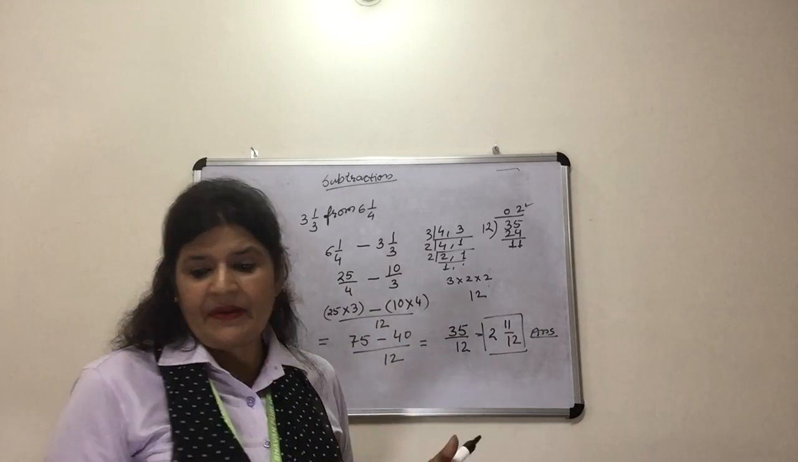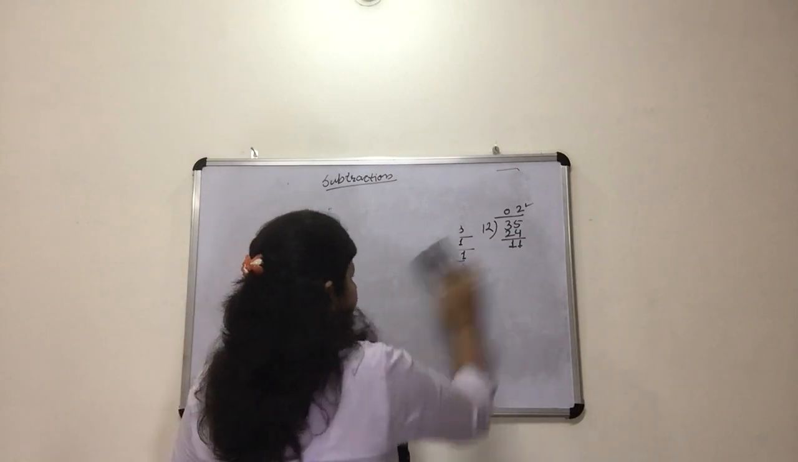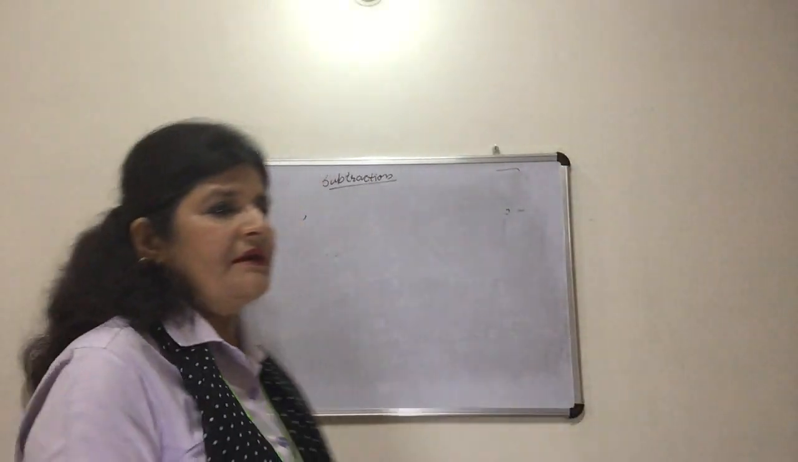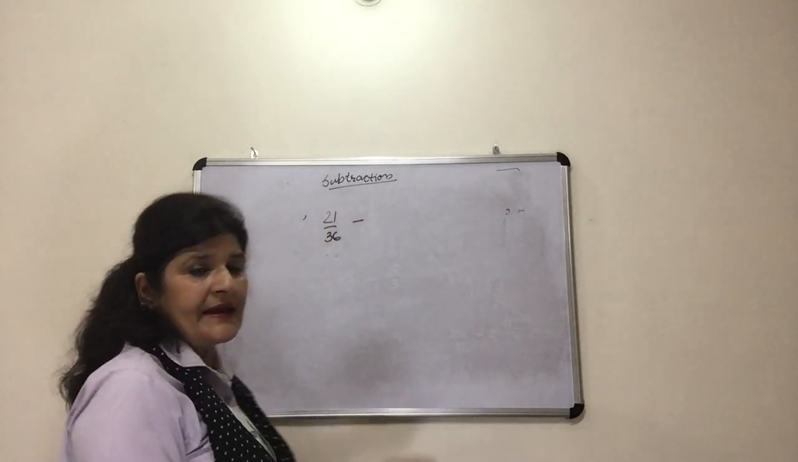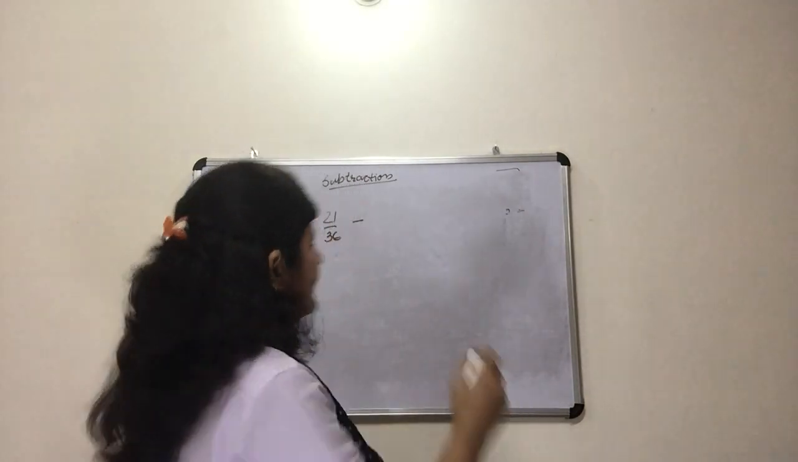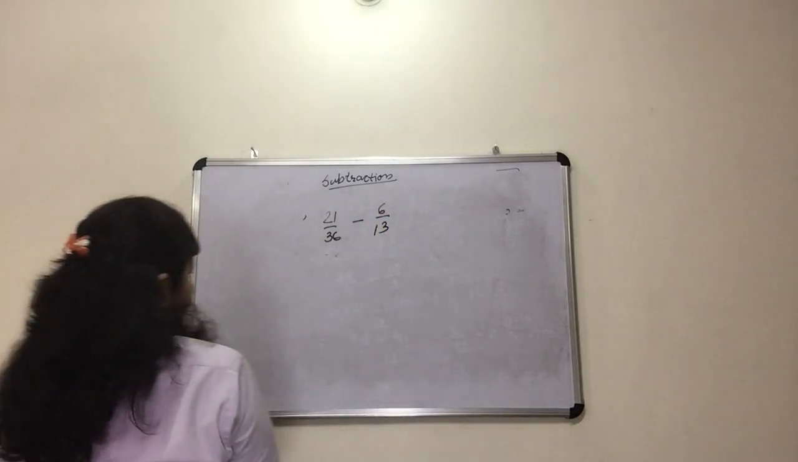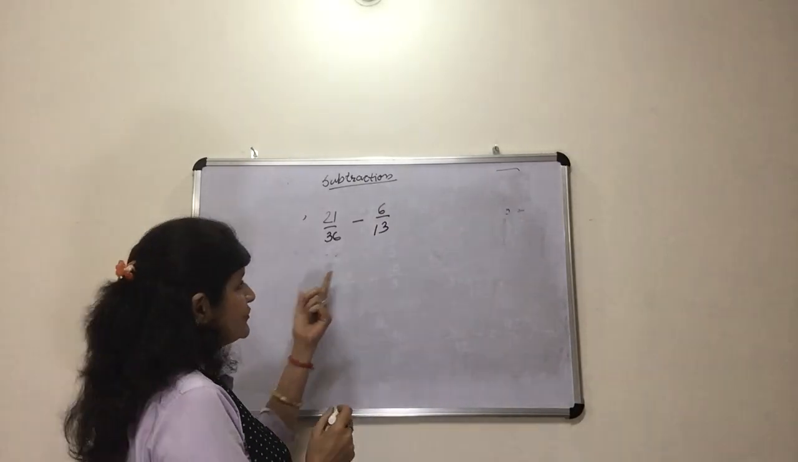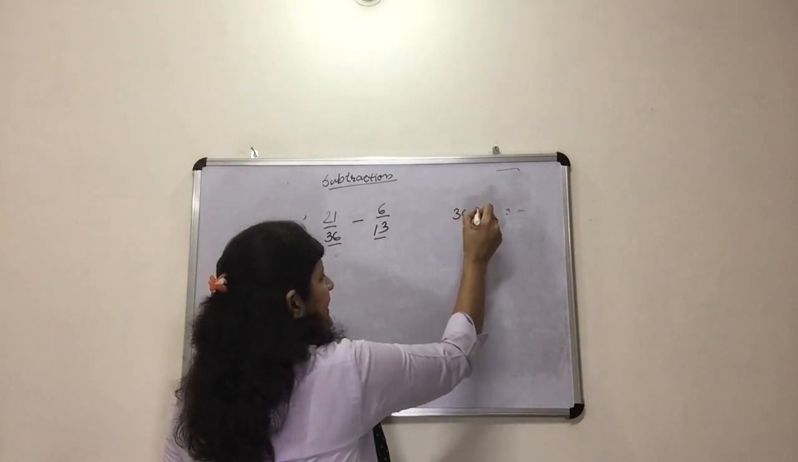Right? One more example I am taking to explain more about this subtraction. So one more question I will take: 21 upon 36 minus 6 upon 30. Now again, unlike fractions. If they are unlike fractions, what do we have to do? Take the LCM of the denominators, that is 36 and 30.